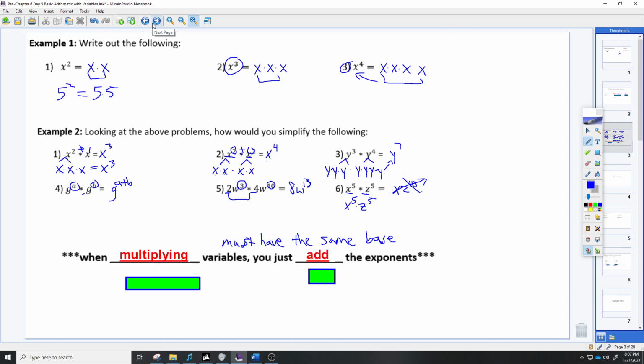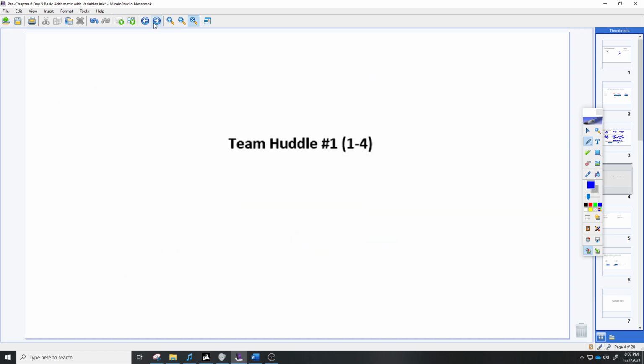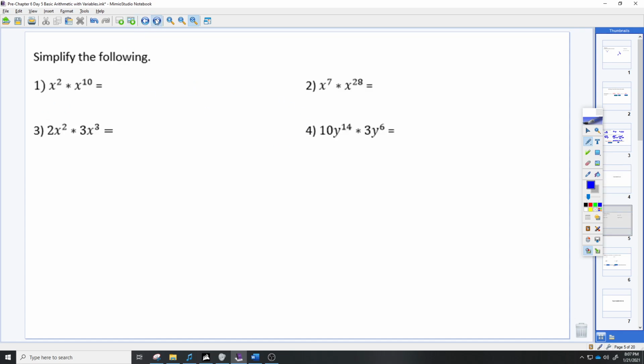So you need to memorize these properties. They come up quite a lot, especially in the next couple chapters. So when we're multiplying variables, you add the exponents. In between here, we have some huddles. You can go ahead and take time to do the huddles, and then I'm going to go back and do some more properties. So that was the first property, and you have 4 huddles to do with that.